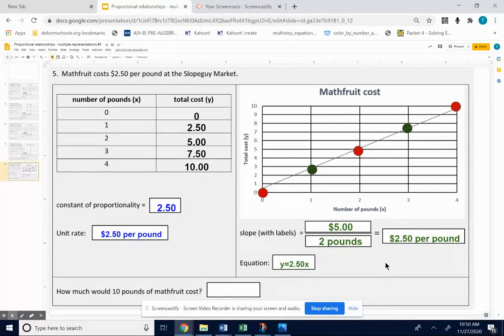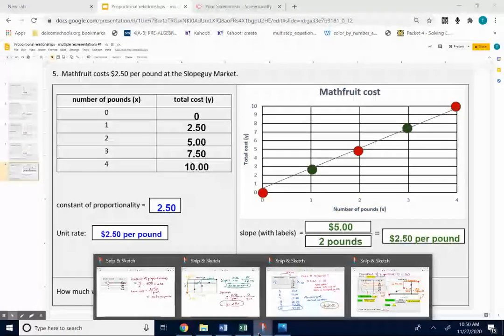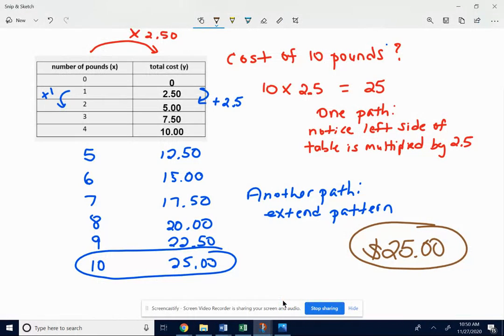Okay, how much would 10 pounds of math fruit cost? A couple different ways you could reason this out. You may not have even done it one of my ways. Well, if I know that it's 2.50 per pound, I know that I'm going to take the number of pounds times 2.50. So I could take 10 pounds times 2.5, and I get 25.